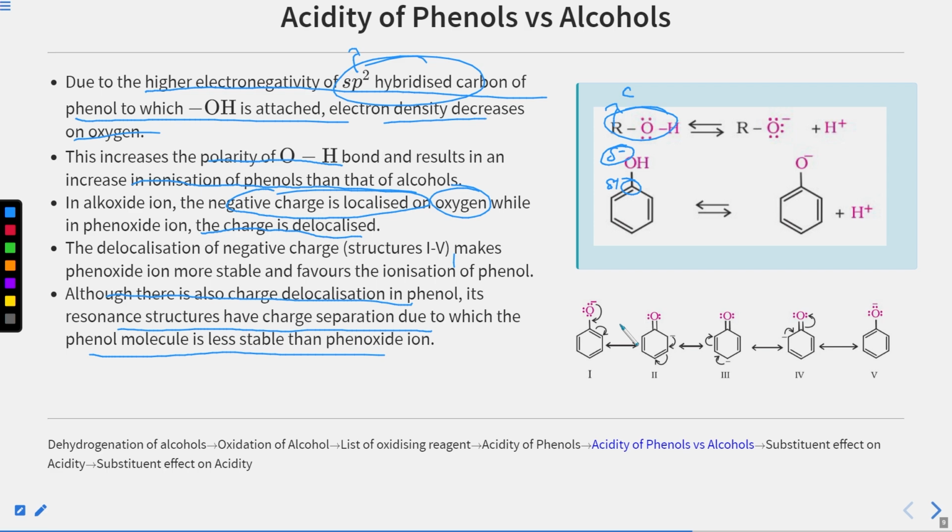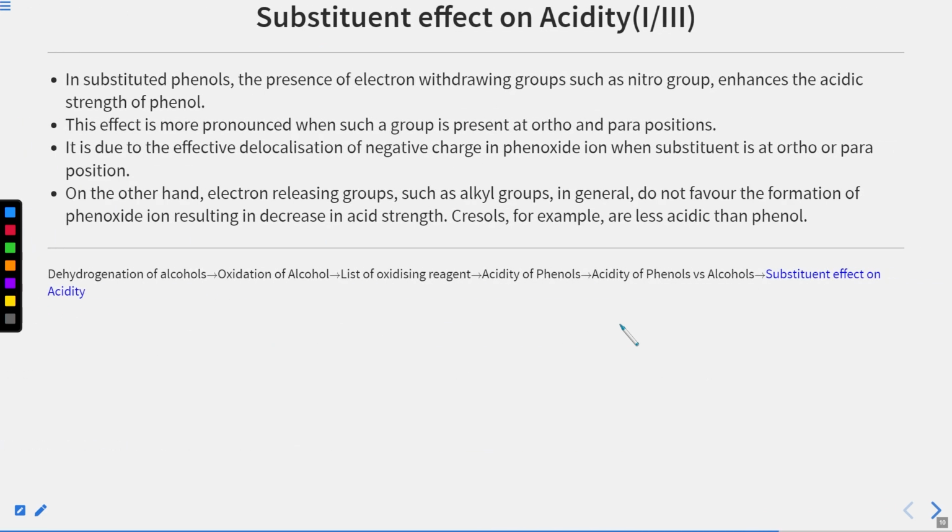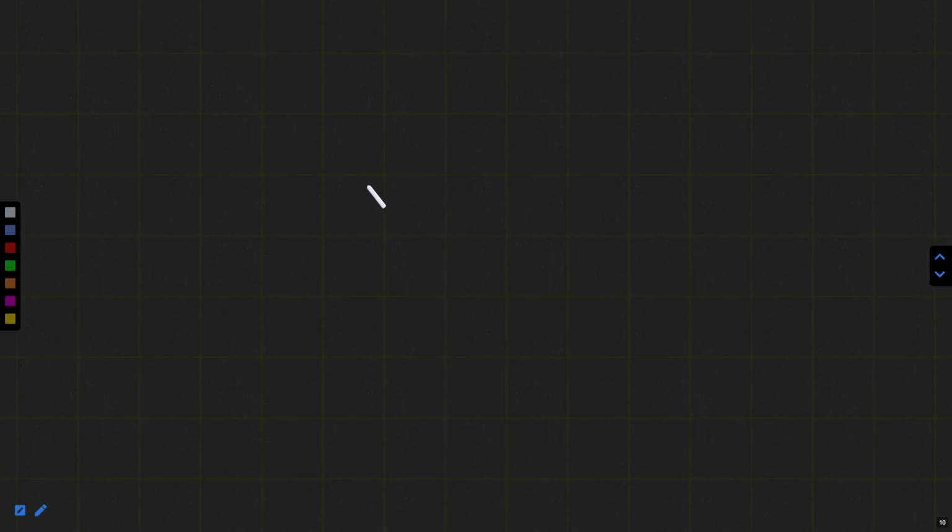Let us first understand what a substituent is. What is a substituted phenol? We are taking a phenol. The phenol has 6 hydrogens, out of which one is attached to the oxygen and the other 5 are attached to the carbons. Let me draw it for you. So this is the structure of phenol, and we have hydrogens all over the carbons to complete the valency.